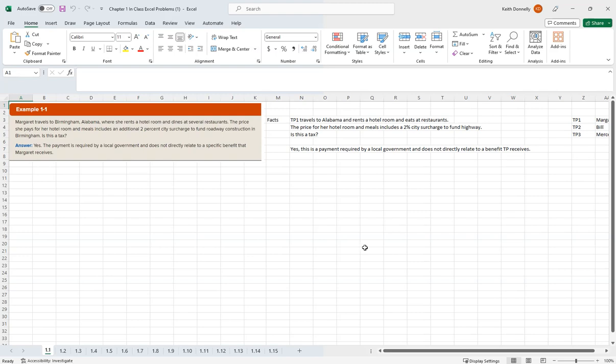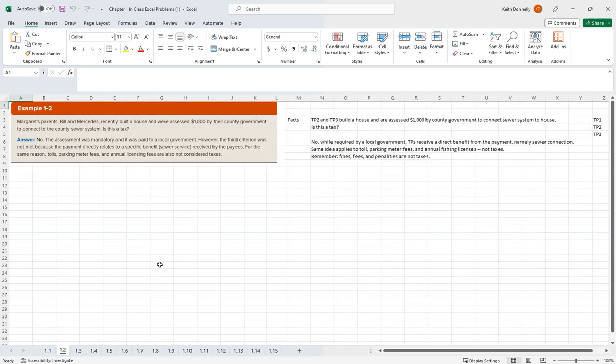First one, right? We have a taxpayer. They travel to Alabama. They rent a hotel room, and hey, there's a 2% surcharge on that room. And the funds are used for the general highway. Is this a tax? Well, here all three elements are met. That is to say, it's a payment required by a government. And because it's a general highway, like everybody can use it, it's not going to be specific to the taxpayer.